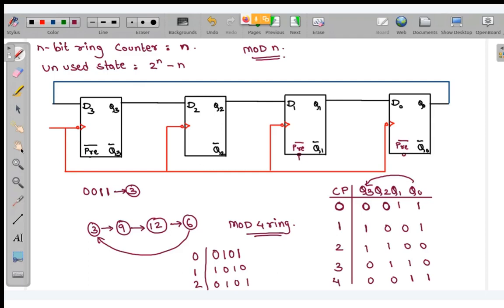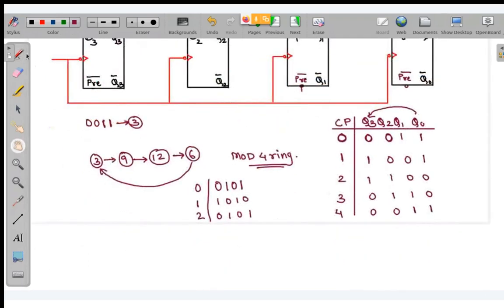Suppose you think, let us start from 7. So initialize the counter from 7. Here I had initialized from 5, but now suppose you take any other random value. Initialize the counter from 7. So 7 will be 0, 1, 1, 1. In the next clock pulse, this will become 1, 0, 1, 1.